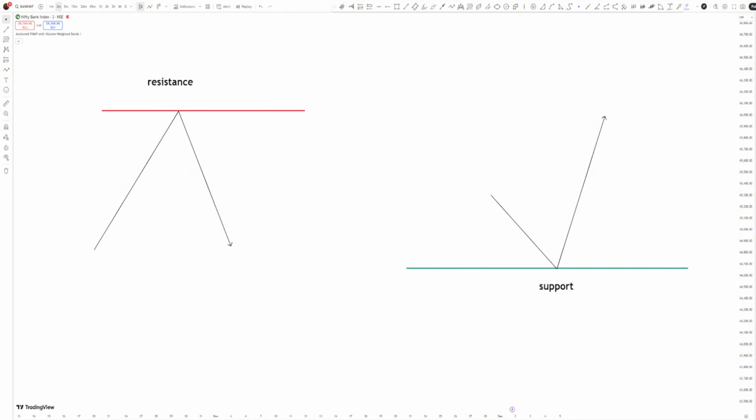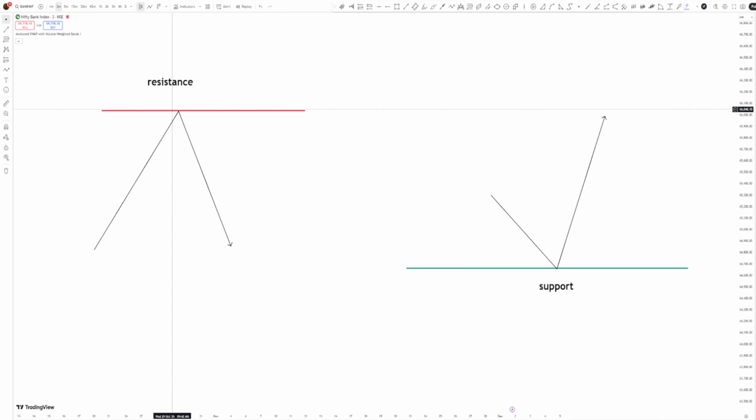Resistance is a price level where supply is strong enough to overcome demand, causing the price to stop rising and potentially reverse downward. Here the resistance is a price level where the supply is strong enough to overcome the demand, causing the price to eventually stop rising and reverse downward.